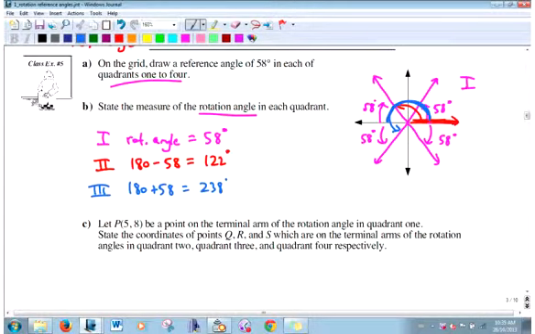Okay. How about the last one? How about gray? Quadrant 4, all the way over to there.